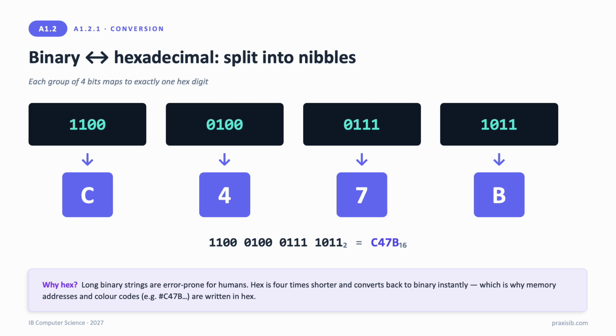It takes a scary string of 16 ones and zeros and turns it into 4 characters that a human can actually read and remember. This is why programmers write memory locations and color codes in hex. A tip: if you ever forget which hex digit matches a nibble, just quickly work out the 4-bit value using your place value columns, 8 4 2 1, and always group from the right hand side.